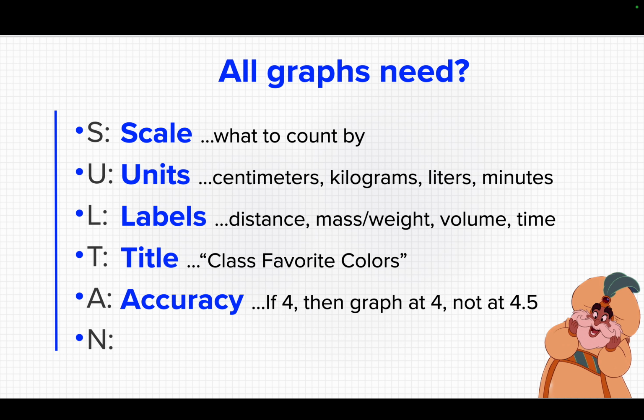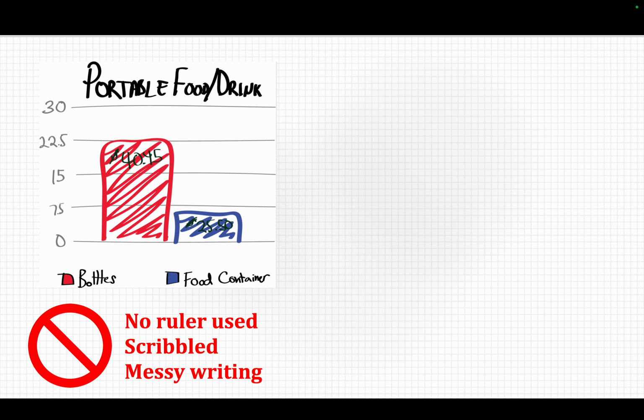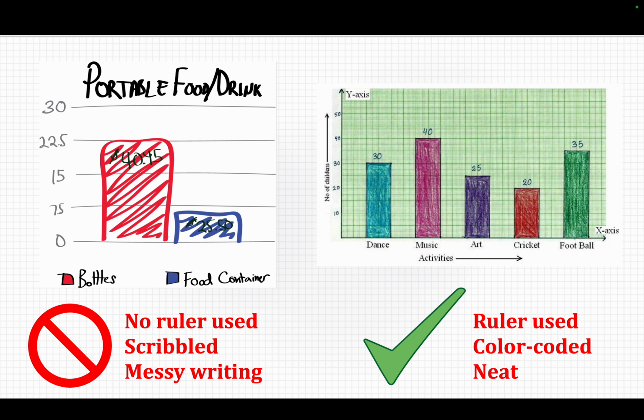And then lastly, my favorite, neatness. So straight lines, print, effort, right? It all comes down to effort. Okay, so this is going to get pretty confusing here in a second. So I'm just going to zoop, zoop. Okay, so basically this is the difference between no ruler, messy, and, oh, look, they actually took their time.